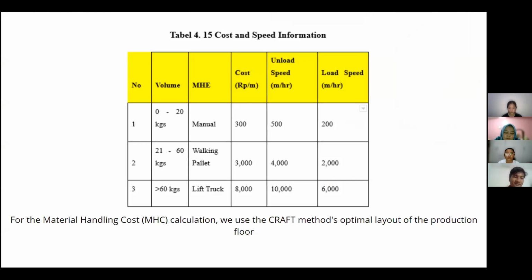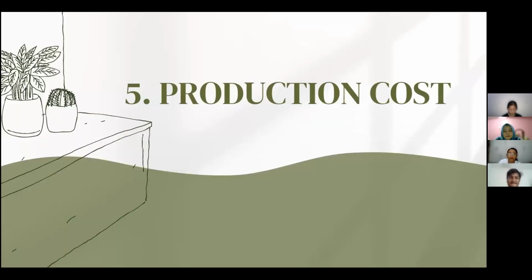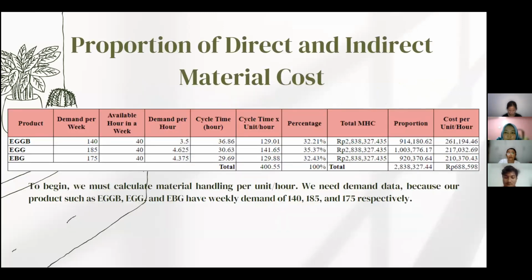This is the table for the material handling cost calculation. We use the graph method for the optimal layout of the production floor. And the last is production cost, which refers to the cost a company incurs for manufacturing a product or providing a service that generates revenue for the company. But the first is the proportion of direct and indirect material. To begin, we must calculate material handling per unit divided by hour. We need demand data because our products such as AGGB, AGG, and ABG have weekly demand of 140, 185, and 175 respectively. Next.